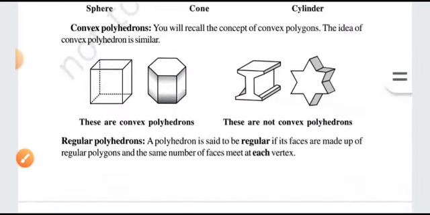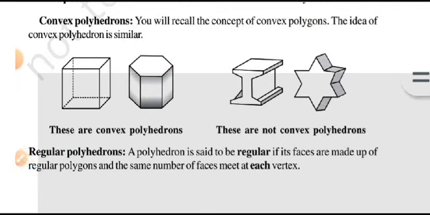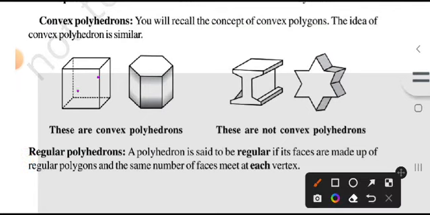Next we discussed convex and concave polyhedrons. In case of convex polyhedrons, we join 2 points on its surface, and all the points on the line segment will lie inside. That's why it is convex. But when we join these 2 points, the line segment will lie outside the object, so it is not convex, so it is called concave.